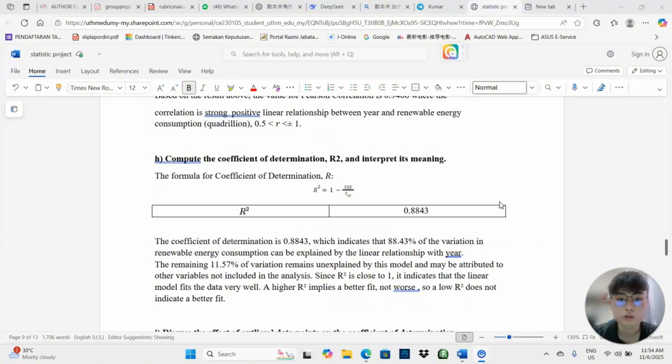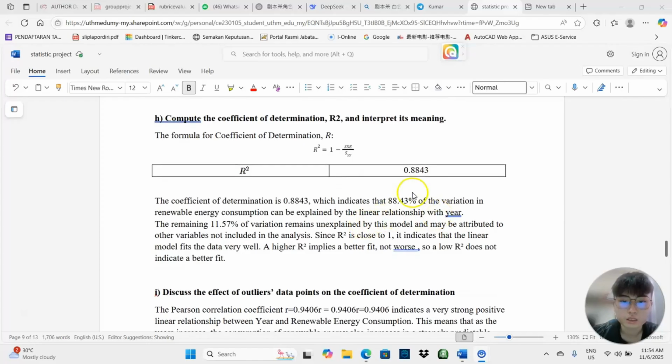Next is to compute the coefficient of determination R² and interpret its meaning. So this shows the formula for the coefficient of determination, and we get the value 0.8843. That shows a higher R square implies a better fit, and a low R square does not indicate a better fit.